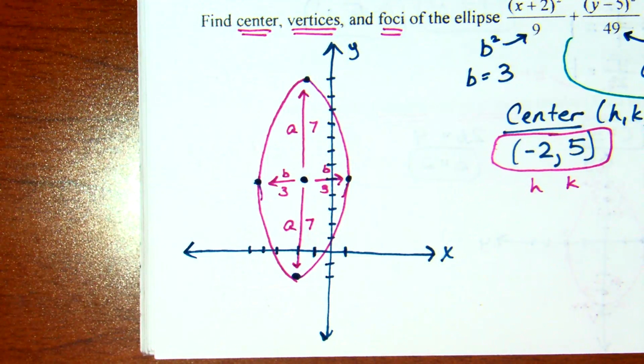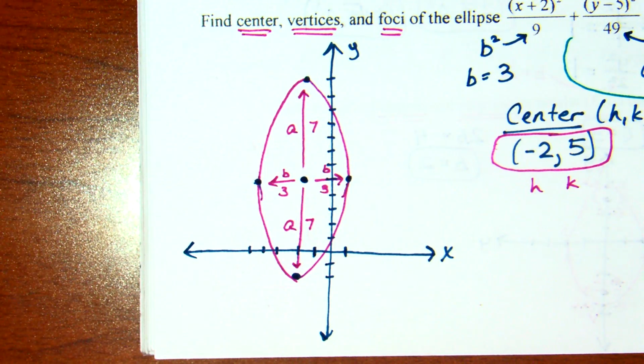Now, could you tell me your vertices by looking at this graph? Where are vertices? They're on the graph. Okay, vertices are the ends of the major axis. Major axis was when I counted 7 up and 7 down. So you can look at your graph and figure out what those vertices are.